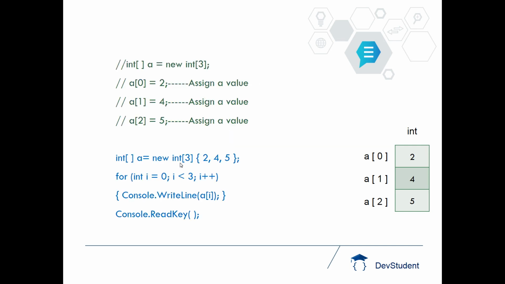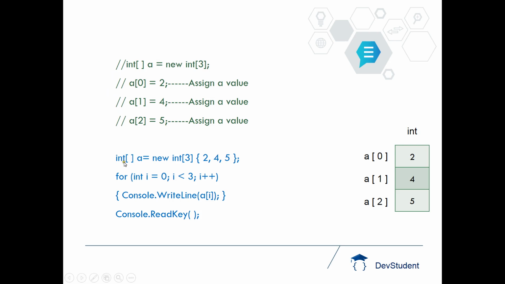Let's see a program example for this. In the first example, which is a commented one, int a equal to new int of 3. You can have 3 values in it. You can assign the values using indexes like this: a of 0 equal to 2, a of 1 equal to 4, a of 2 equal to 5. 3 values can be assigned using the indexes.